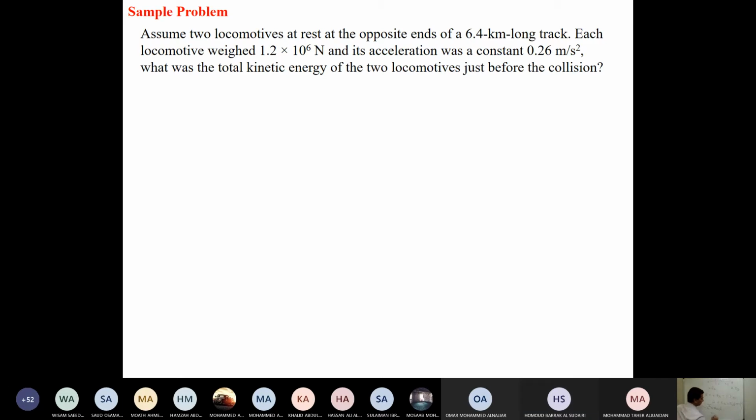So 2 cancels out. Mass is the weight, which is 1.2 times 10 to the power 6 divided by 9.8. It will give us the mass, because weight is equal to mg. And then for the v square, we can put 2 times the acceleration, which is 0.26, and the distance is 3.2 kilometers, so times 10 to the power 3 meters. Since everything is known, whatever we get from it will be the total energy of the system.